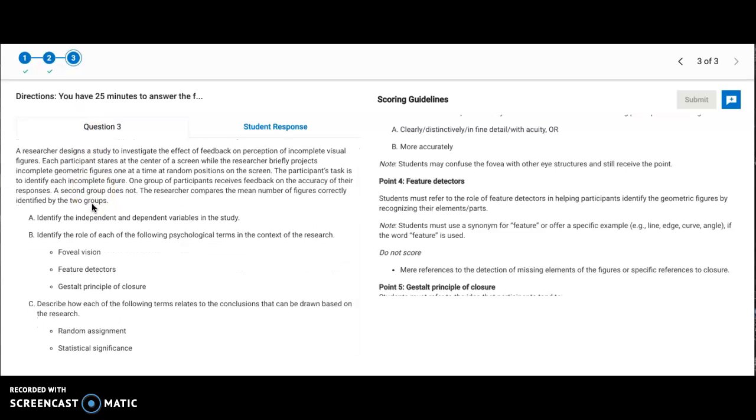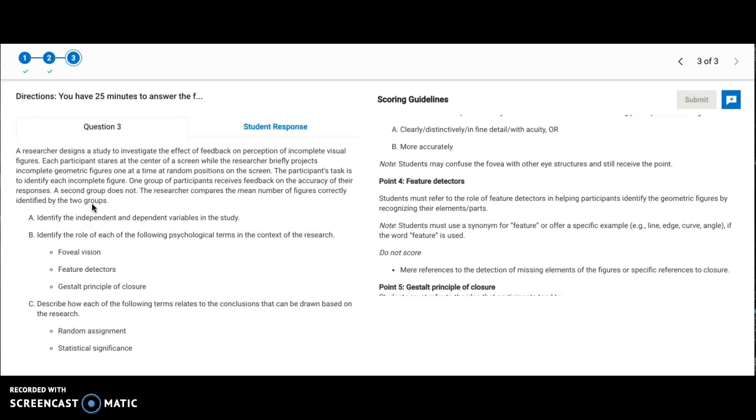A researcher designs a study to investigate the effect of feedback on perception of incomplete visual figures. Each participant stares at the center of a screen while the researcher briefly projects incomplete geometric figures one at a time at random positions on the screen. The participant's task is to identify each incomplete figure. One group receives feedback on the accuracy of their responses. A second group does not. The researcher compares the mean number of figures correctly identified by the two groups.